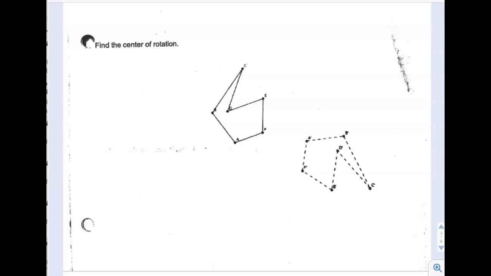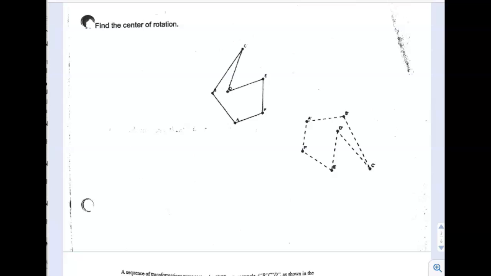ABC. Okay, the next one says find the center of rotation. This one's a little bit simpler, quite a bit simpler. You just pick 2 points that match up with each other. So if you want to do A and A prime, they seem close together. Just make sure it's an A and an A, or a B and a B, or a C and a C. But I'm going to pick the A and the A there.